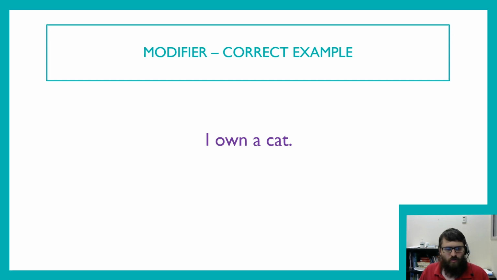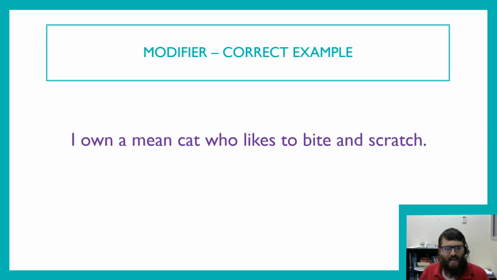First, we start with the fairly simple sentence, I own a cat. Now, if we wanted to add more detail, that is to say, more modifiers to that sentence so it is more specific and more descriptive and therefore gives the reader more information, we could rephrase it as follows. I own a mean cat who likes to bite and scratch.